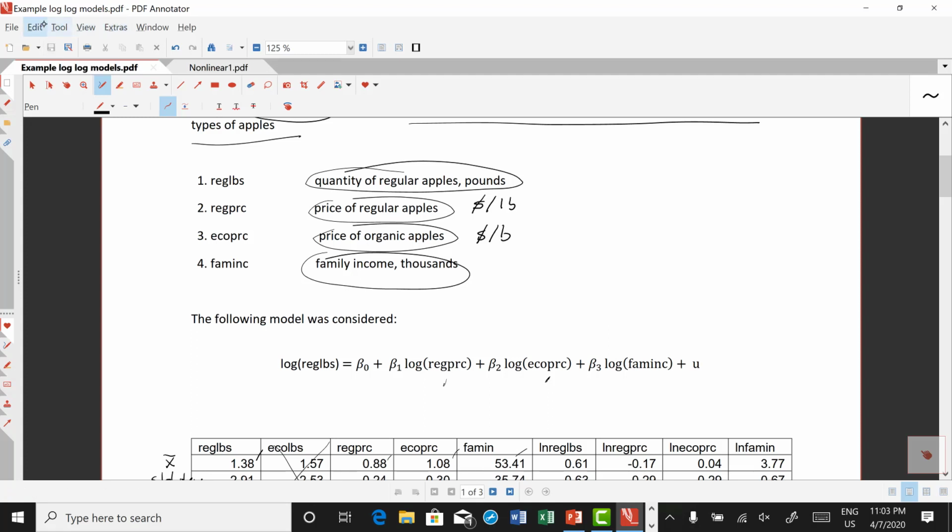Let me see. I don't like this. Well, I'll try to fix it later.